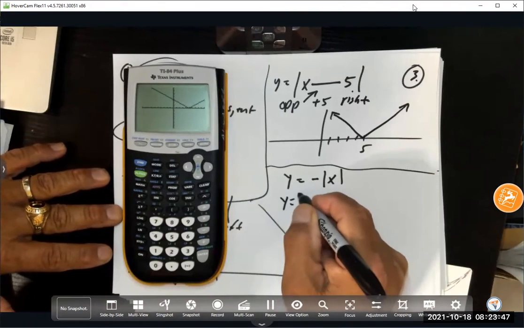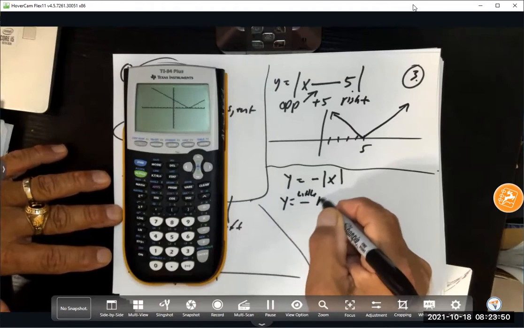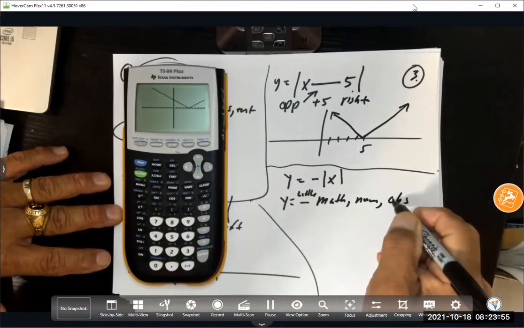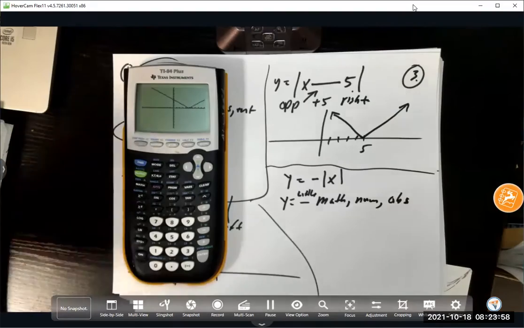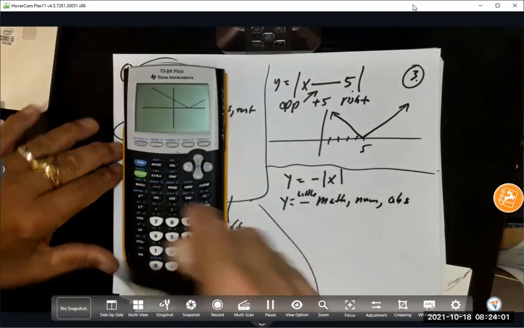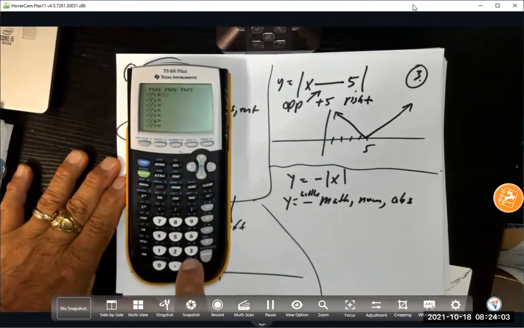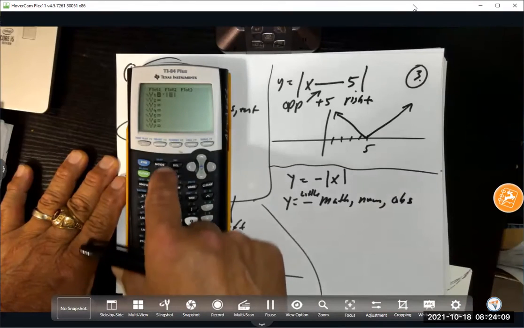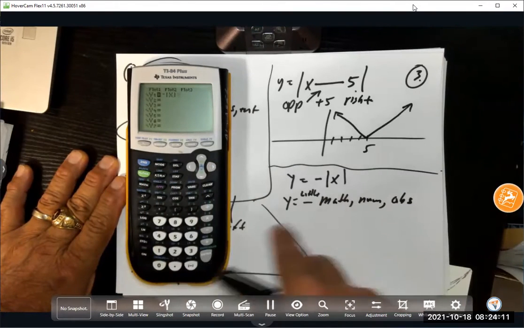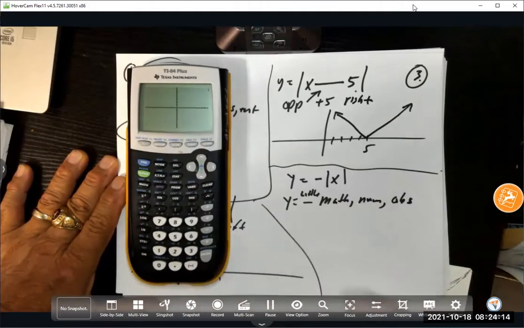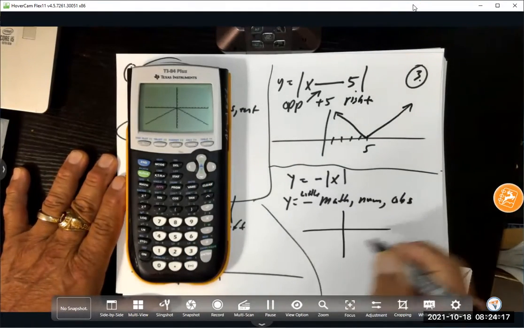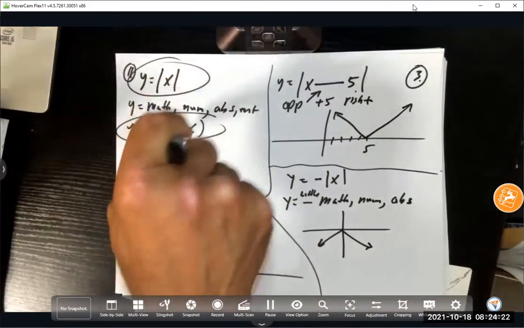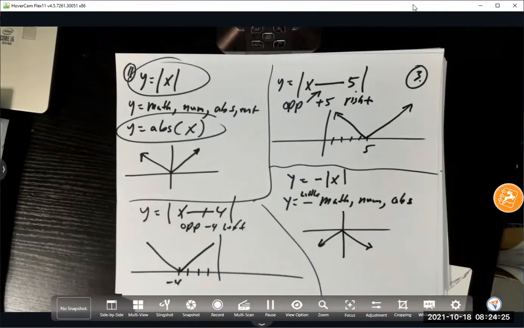Y equals little minus sign. Then you go put math, and then you put number, and then you're gonna put abs. Okay, math, number, abs, like that. Okay, so now let me do mine. There, little minus sign. You can put math, number, abs, x in there, get out. And then hit enter, hit graph. So it's the same graph, but it got flipped upside down like this. Just like this one, it's upside down. Y'all get that upside down graph?